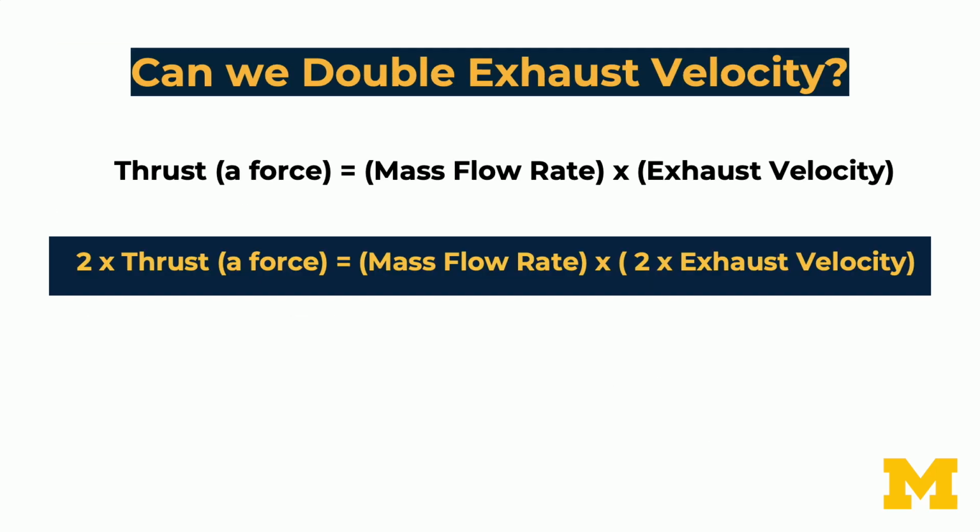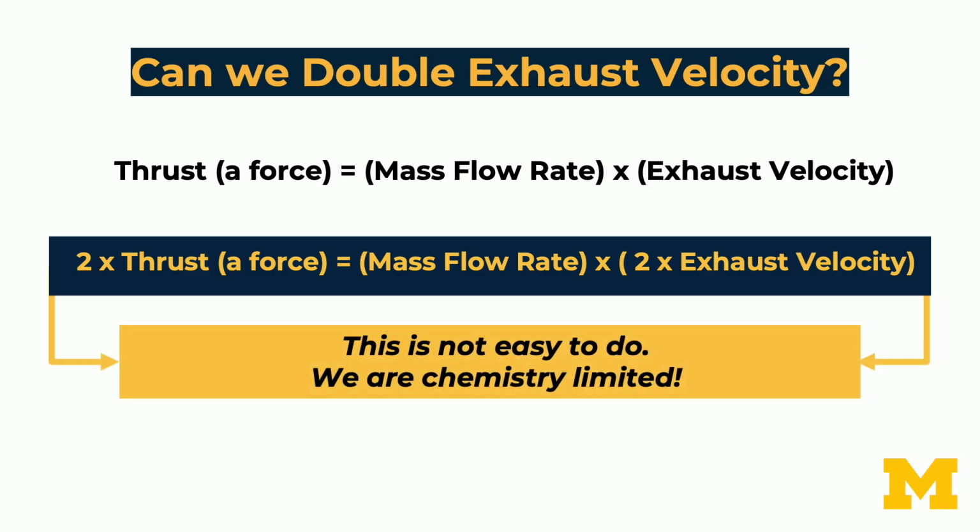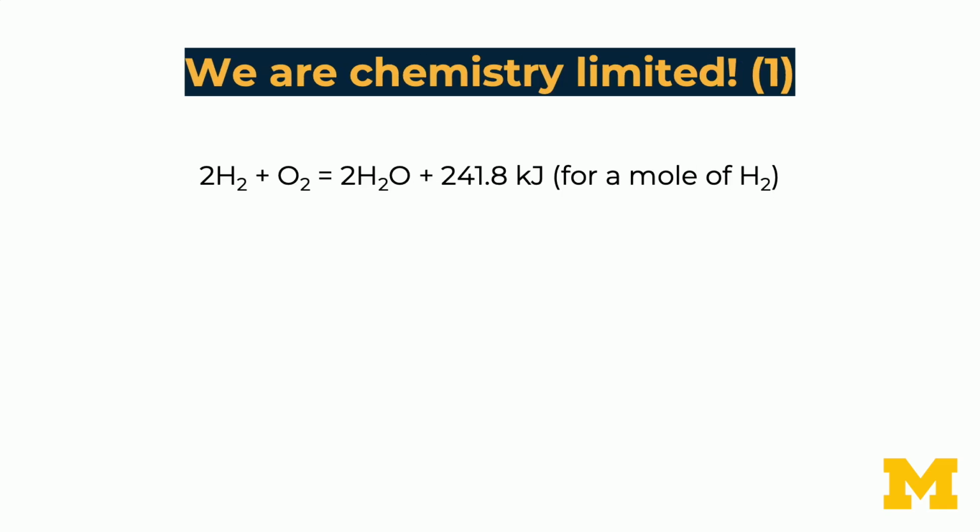So how can we double the exhaust velocity? Well, that's really hard to do because we're chemistry limited. So what that means is here's a chemical equation. You take some hydrogen, you take some oxygen, you combine them together and you get an extremely large explosion. It's like the Hindenburg, right? You take hydrogen, oxygen, you put them together, you get water as a result, which is really interesting. But then you also get heat.